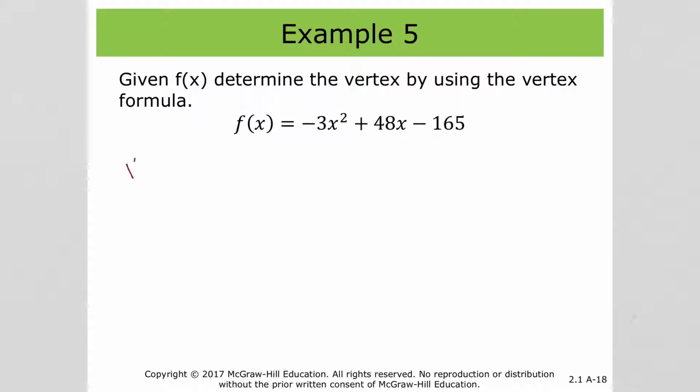So the x value of the vertex would be -48, because that's b, over 2 times a, which is -3. So the x value of the vertex is 8. And to find the y value, we just plug in 8 for x.